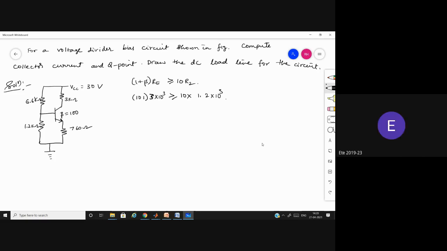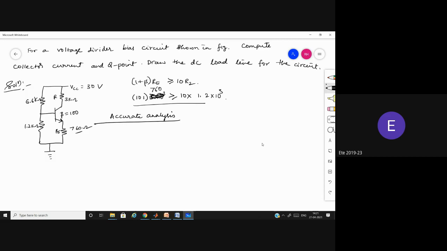Sir, isn't the RE value 760 ohm and not 3 kilo ohm? Yes, sir, sorry, it's 760 ohm. So then check it now. It will not satisfy, sir. Sorry, this is 760, that is RE. Yeah, it will not satisfy at all. Then the only available method is accurate analysis. We cannot go for approximate analysis.